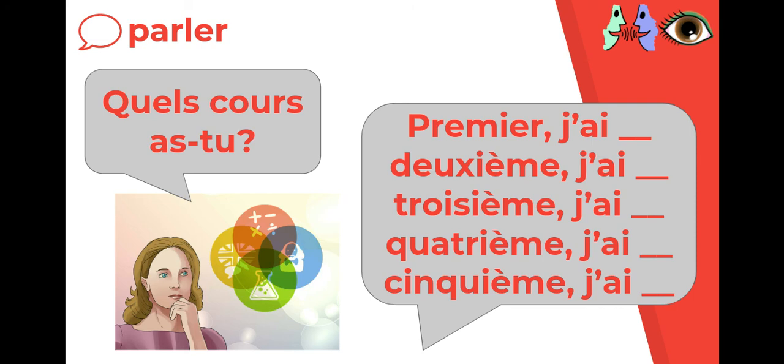Alors, let's practice one together. Répétez, quelle course as-tu? Premier, j'ai la santé. Deuxième, j'ai l'éducation physique. Troisième, j'ai le cours d'espagnol. Quatrième, j'ai le CCA. Cinquième, j'ai l'histoire.